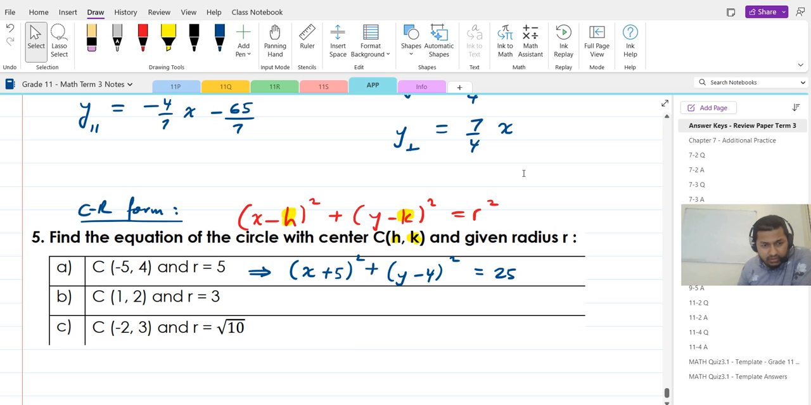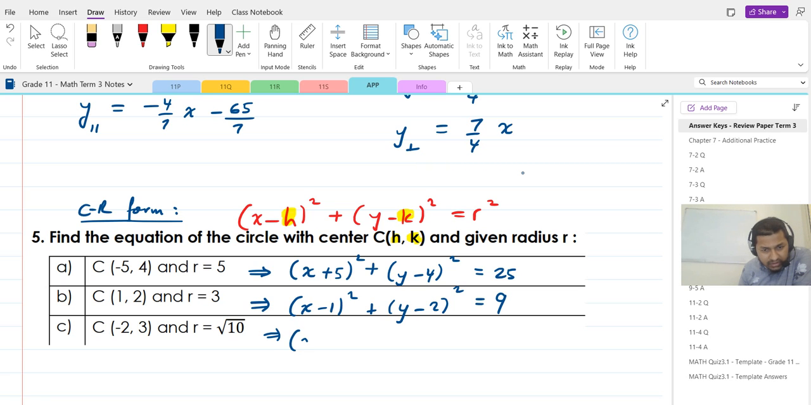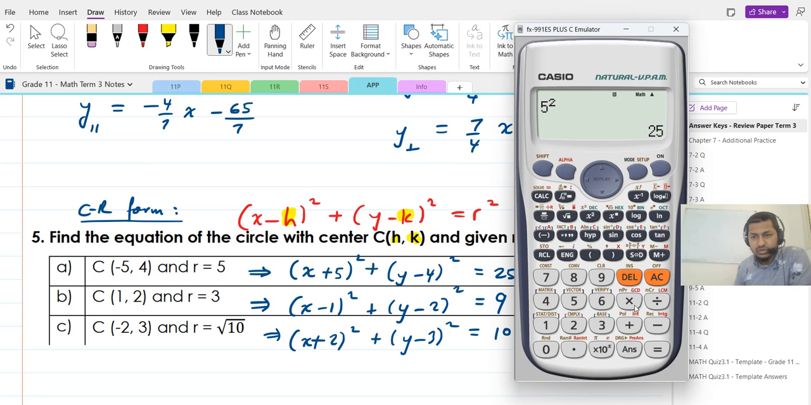We have center (1, 2) and radius 3, so that's easy. (x minus 1) all squared plus (y minus 2) all squared is equal to 3 squared, which is 9. Last one: x minus negative 2 is x plus 2, so (x plus 2) all squared plus (y minus 3) all squared is equal to square root of 10 squared, which is 10. That's it. You can say square root 10 squared, root 10, and if you square it, that's 10.